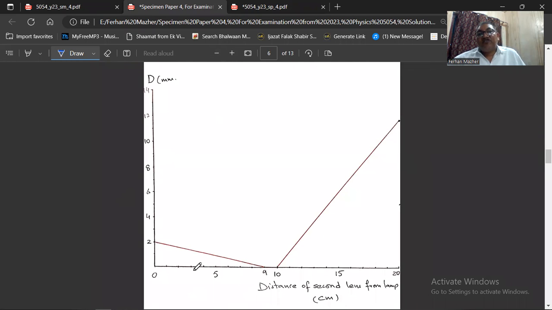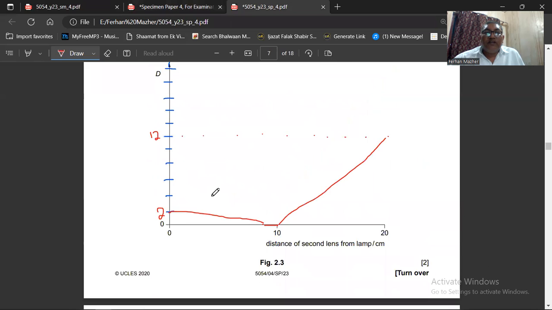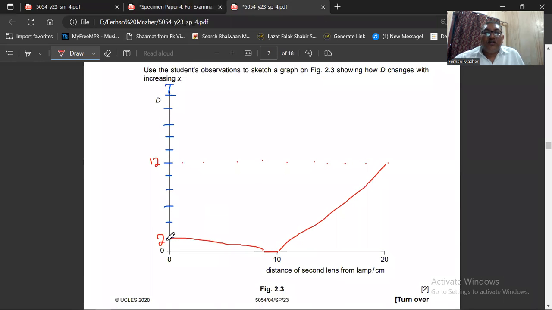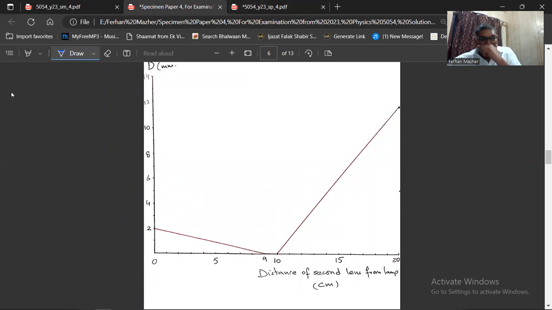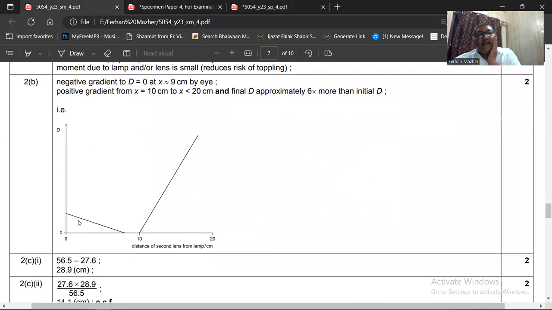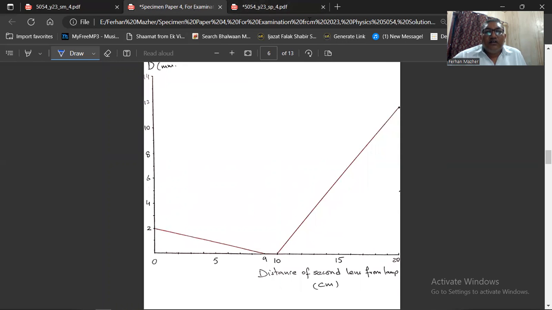So you can see this. Okay. So on the hard copy of your paper, I believe you make this shape. At 0 you have 2, at 9 you have 0, at 10 it reappears, and at 20 you have 12. This is the shape which you will get. I hope you understand, and here we go. So this is the marking scheme. I have already checked my answer with the marking scheme.